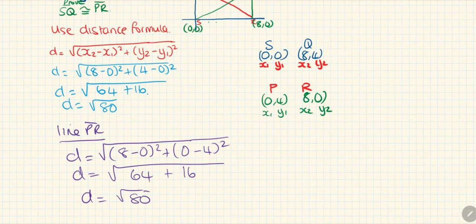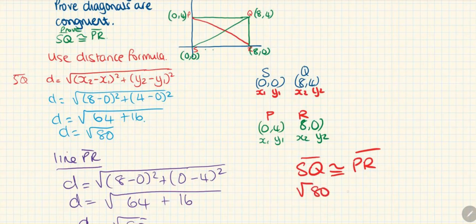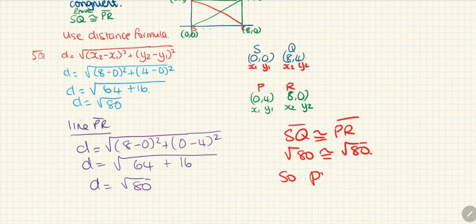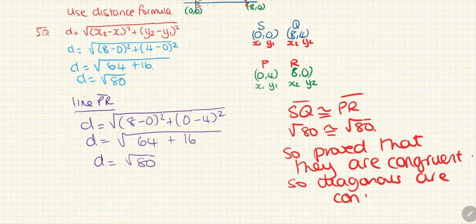Because the distance of both lines is the same, we can say that SQ is congruent to PR, because we have the distance of root 80 equal to, or congruent to, root 80. So we've proved that they are congruent. So the diagonals are congruent.